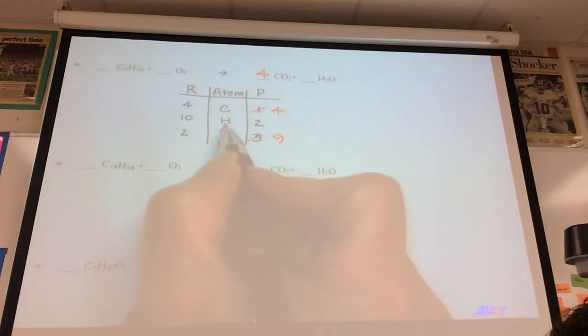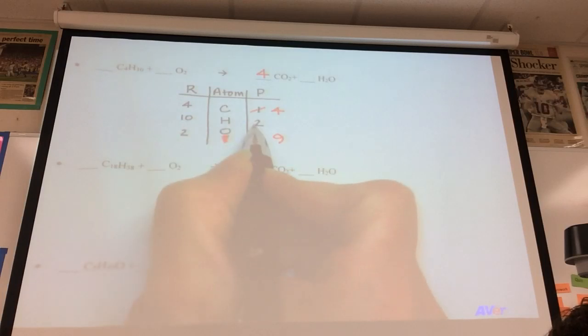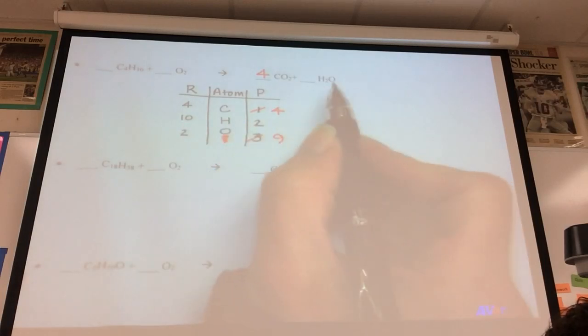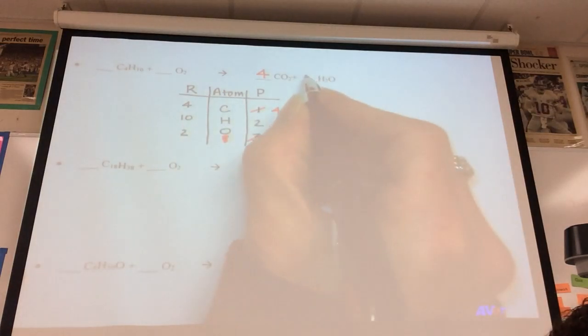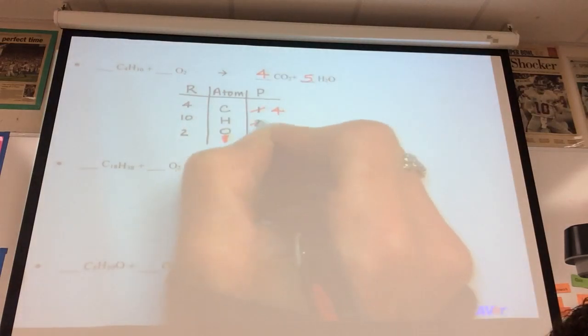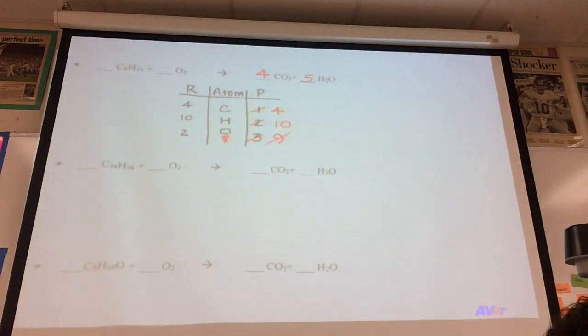Now balance the H. We have 10. We have 2. The approach: what times 2 is 10? Coefficient of 5 in front of the water. 10 H's. Recount the O's. How many O's are there on the product side?